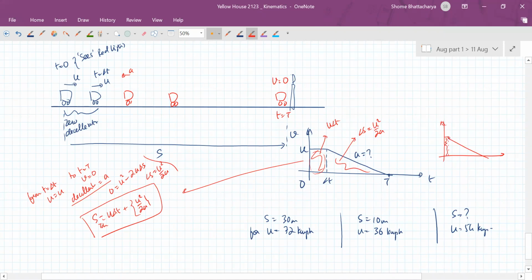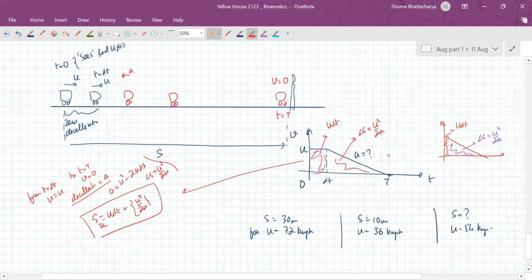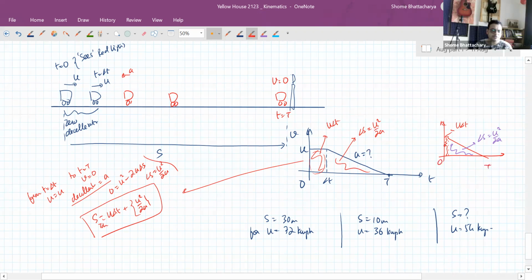So this box's area will be whatever the initial speed is into that reaction time. Whereas this triangle's area, we can calculate independent of time as the initial speed squared divided by 2a, where a is the rate of deceleration. Okay, so this is clear now? So from 0 till he stops, the total displacement he makes is the sum of these two.